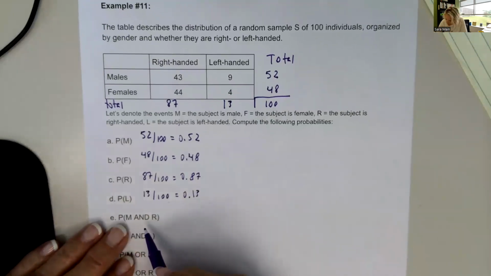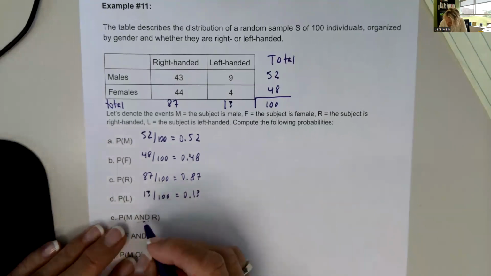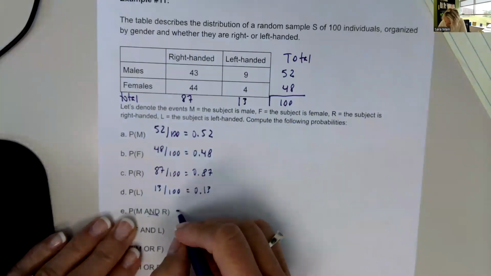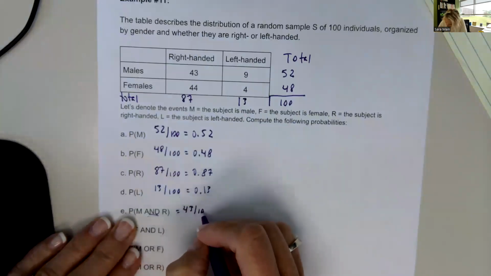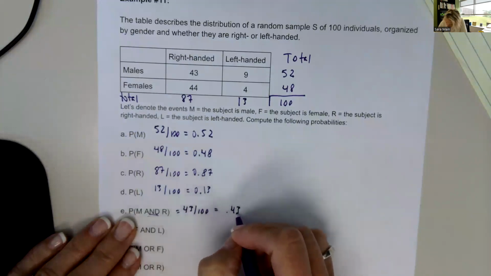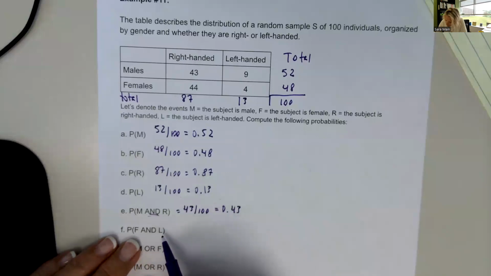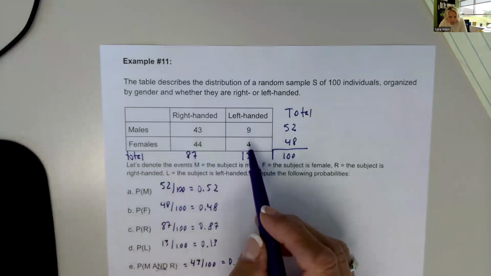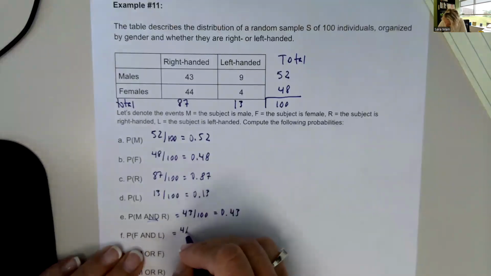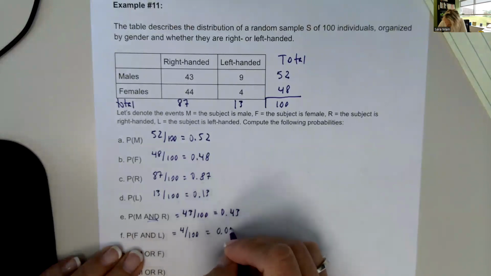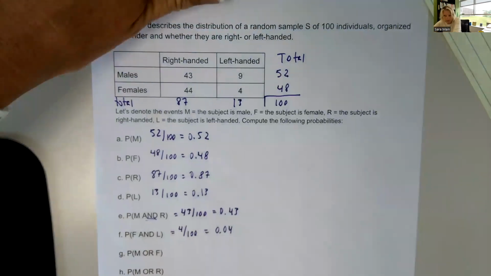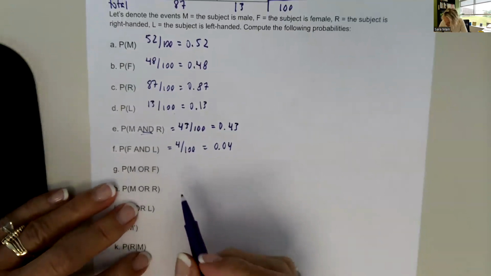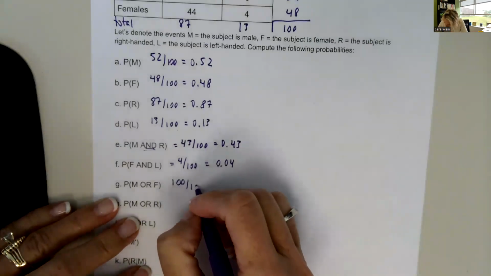The probability of being male and right-handed. The and is the overlap. So male and right-handed is 43 out of 100. Probability of being female and left-handed. Female and left-handed is the least likely, 4 out of 100. Next up, probability of being male or female. Well, you're either male or you're female. So that would be 100 out of 100.